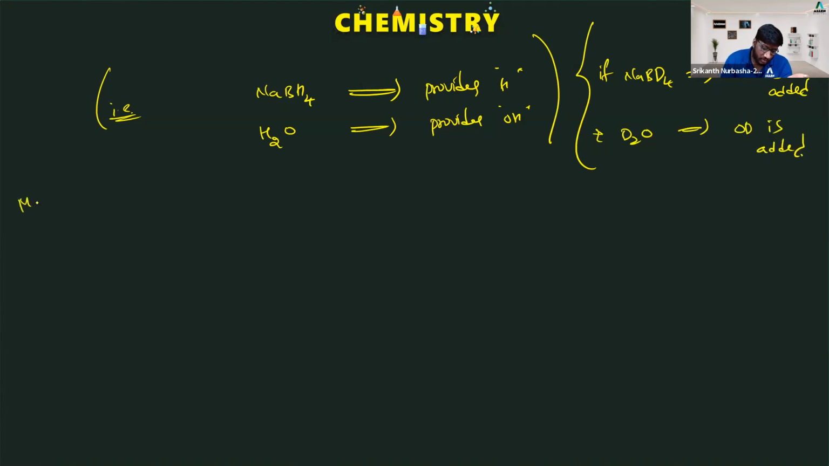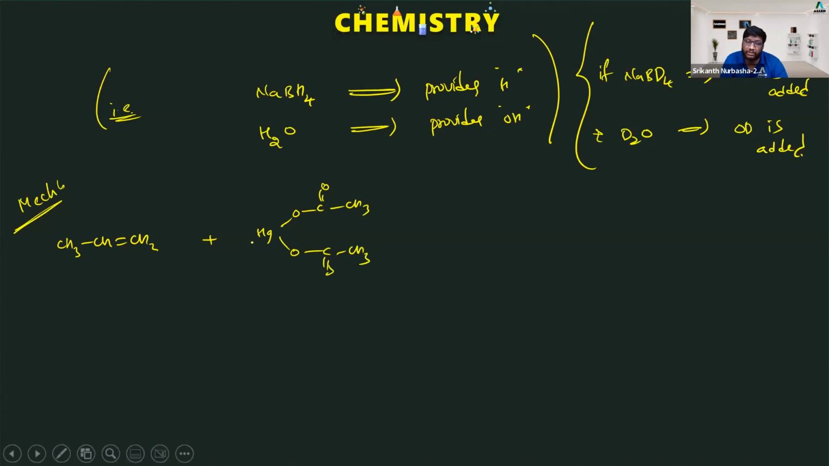The mechanistic approach will be somewhat like this. You try to understand the mechanistic approach; you don't need to remember all these things. So we have the pi electrons in CH3-CH=CH2, and we have Hg(OAc)2, Hg(OC(=O)CH3)2, and we are doing this reaction in the presence of tetrahydrofuran to reduce the toxic nature of the reaction.